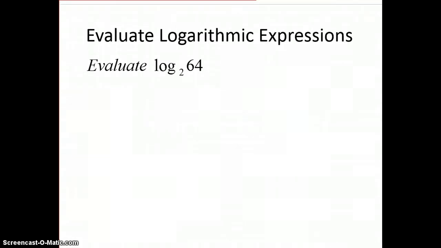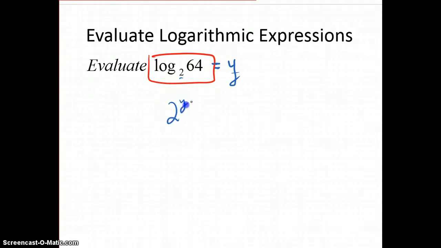If we're asked to evaluate logarithmic expressions, so we're evaluating this piece right here, this is another type of problem that you'll have. What you'll want to do is say this piece is equal to something, and I'm just going to say it equals y. We're trying to figure out what this y value is, but we're going to use logs to do so. So using that property of logs from the previous couple of slides, we can say this is 2 to the y is equal to 64.